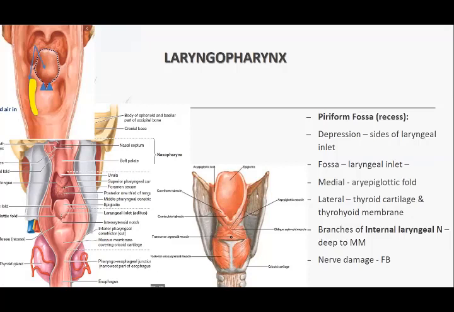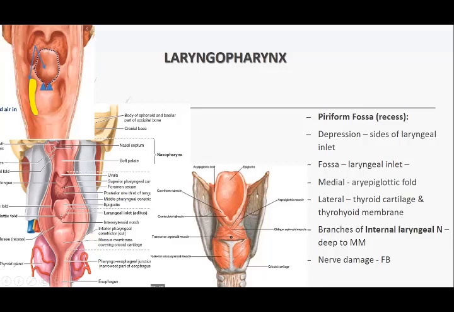In the laryngopharynx, this is probably the most important structure present. Okay? Now this is what the piriform fossa is. This is the larynx, this whole thing is the laryngopharynx, on either side. These are the walls of the laryngopharynx, the middle and inferior constrictor. Okay? This depression on either side of the larynx is the piriform fossa.